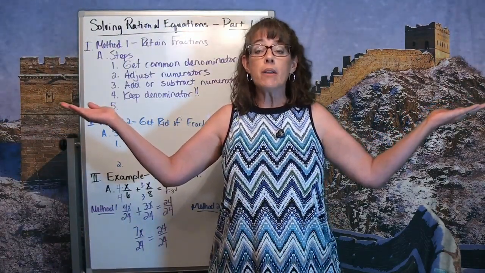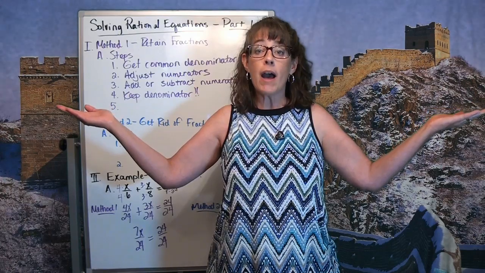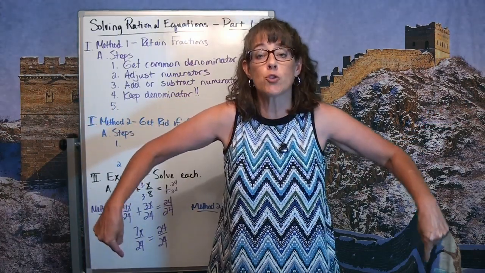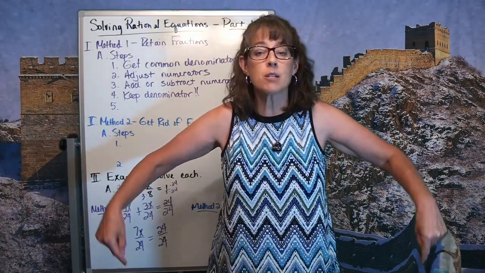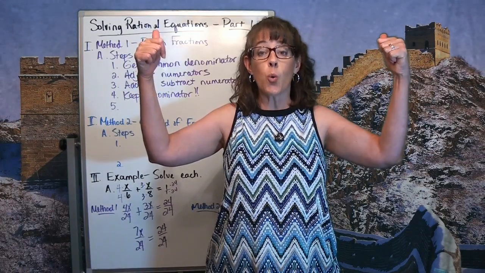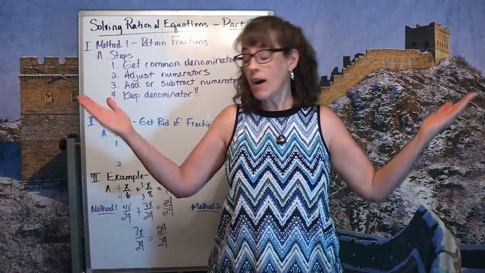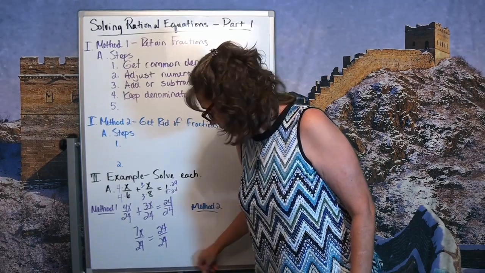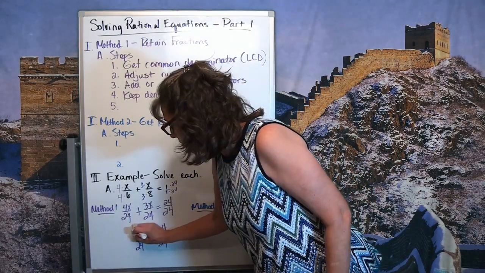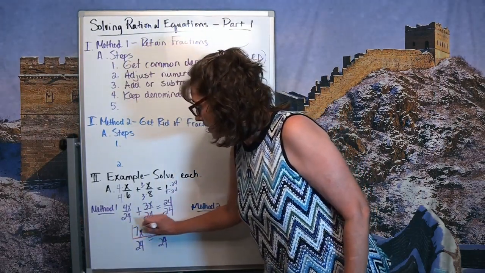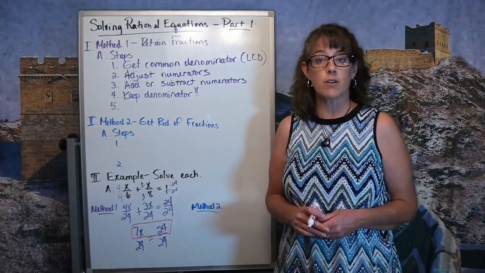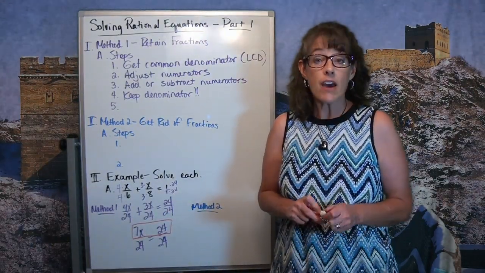So if it is balanced and therefore has equal value and those denominators are the same, what has got to be true about those numerators in order for them to have the same value? If these denominators are the same and they're equal, what has got to be true about those numerators right there? Exactly. They have to be the same.